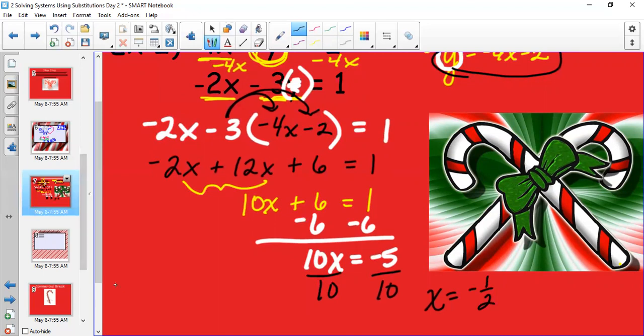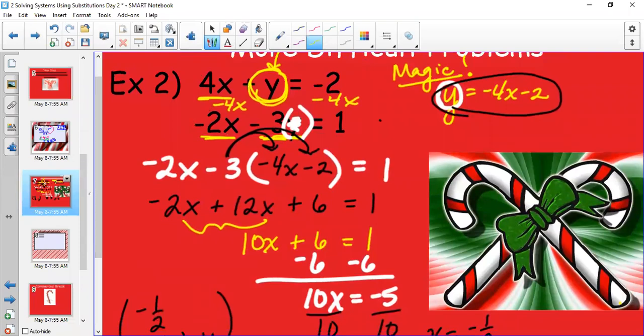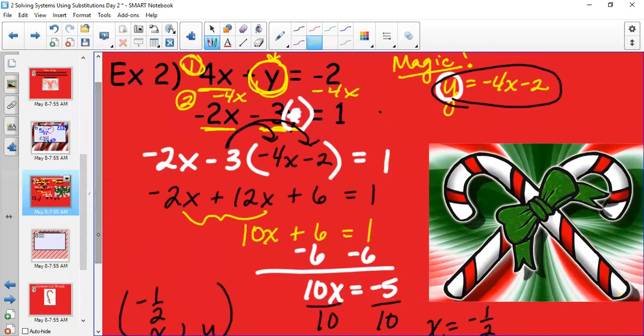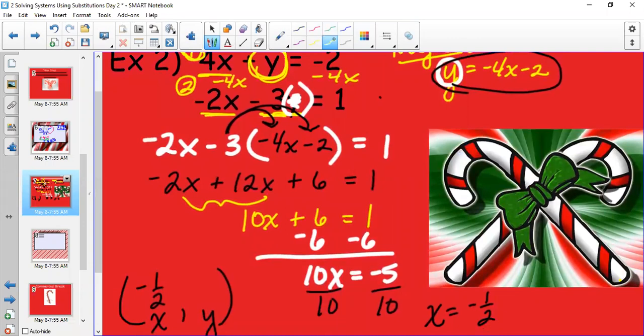Again, this is only part of our answer. We found the x. Now I have to find the y. All right, so let's find the y now since we know x. And you can plug it into, actually, any of the 3 equations. So you can plug it into the first one, which was the original, or the second one. But if you remember from yesterday, the one that is probably the easiest to plug into is your magic equation. So I'm going to go back to my magic equation, which is over here.